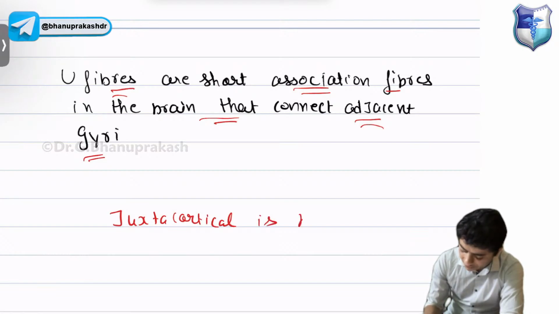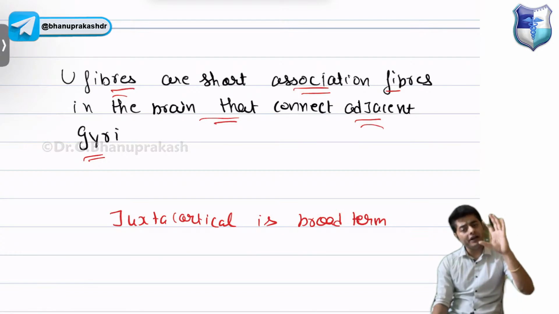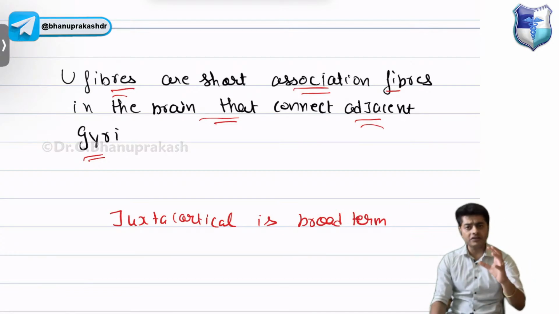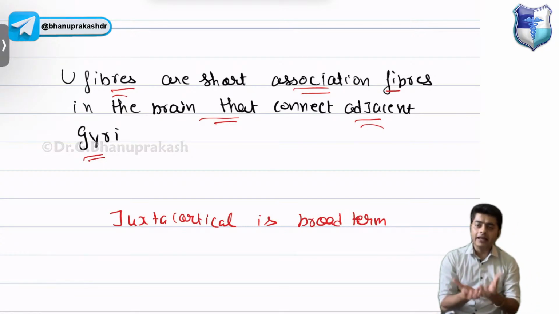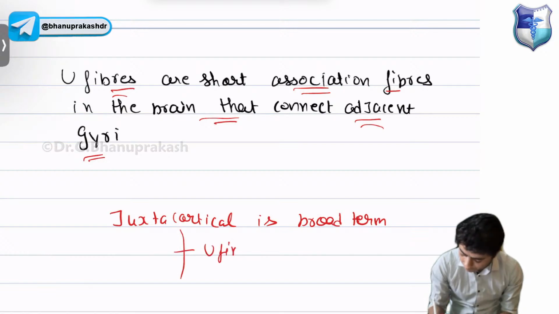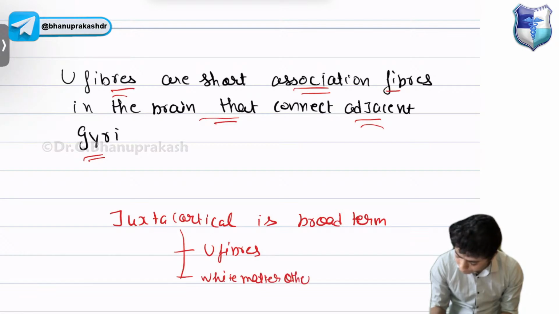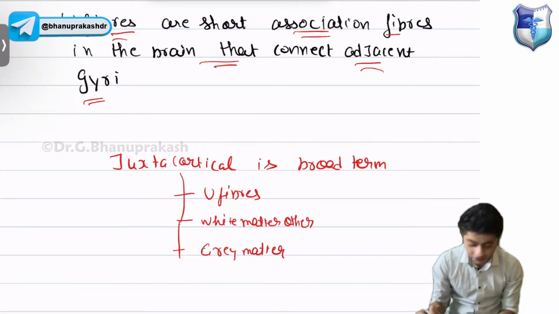Now, juxtacortical is a broad term. Because juxtacortical can contain U fiber, or it can contain other white matter also. Understand? Juxtacortical has U fibers, but other white matter also. That is why juxtacortical is a broad term. Inside this come U fiber or other white matter, and there is also gray matter in this juxtacortical.